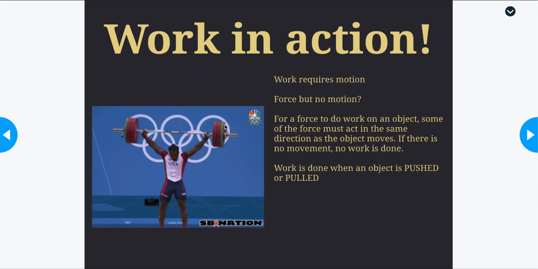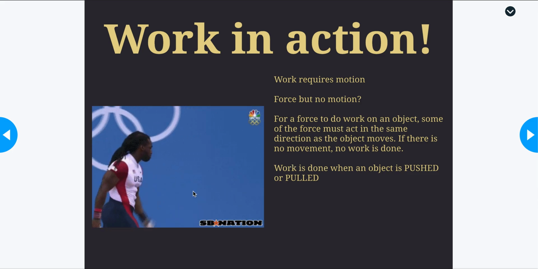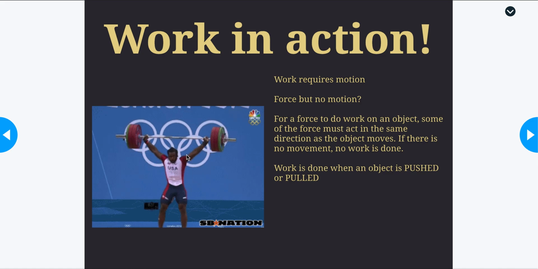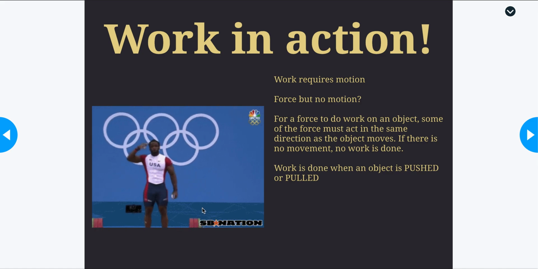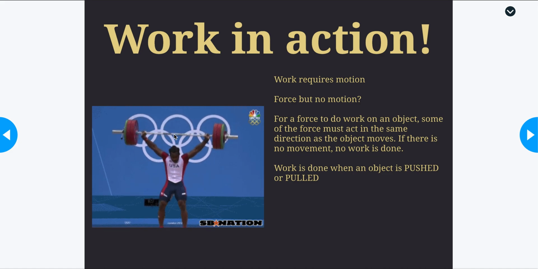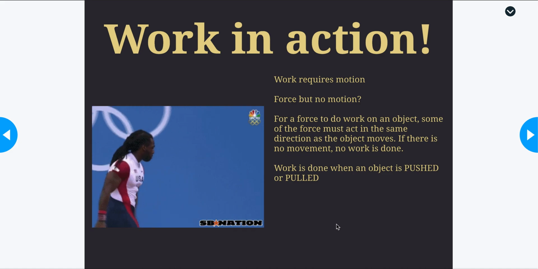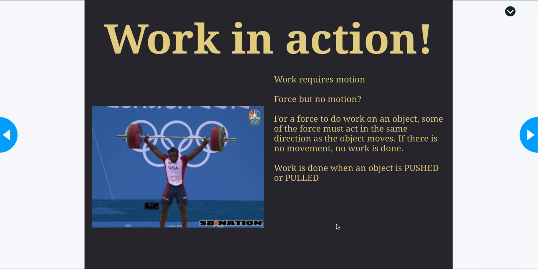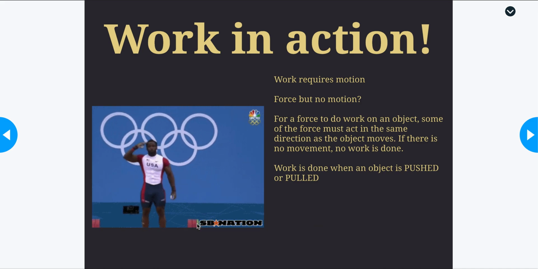So let's take a look here at this weightlifter. You see there's a couple of parts to him doing this weightlifting. There's him actually lifting it up, which we'll see in a second here. So he lifts it up, and then he holds it, and then he drops it. So there's a couple of times that work is being done on the weights there.